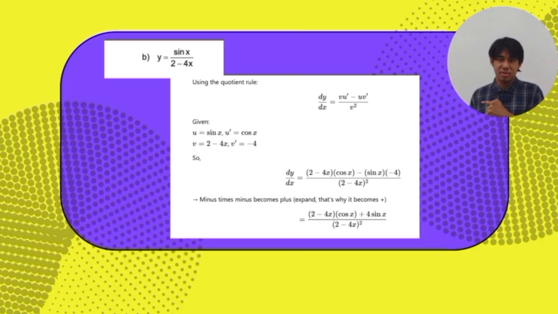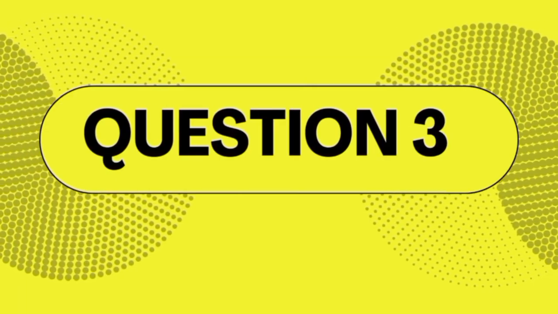Substitute it into the quotient rule, and it will be dy divided by dx equal to (2 minus 4x) cos x minus sin x (minus 4) divided by (2 minus 4x) to the power of 2. Simplify the expression, and it will be dy divided by dx equal to (2 minus 4x) cos x plus 4 sin x divided by (2 minus 4x) to the power of 2. And that is the final answer.